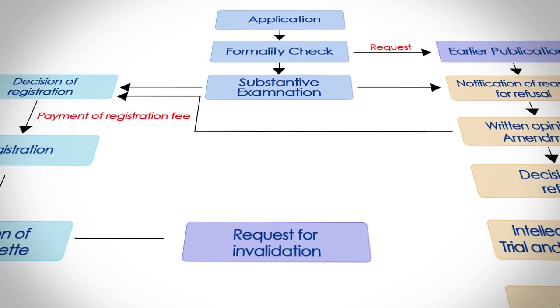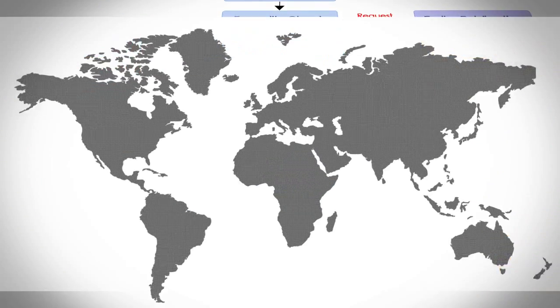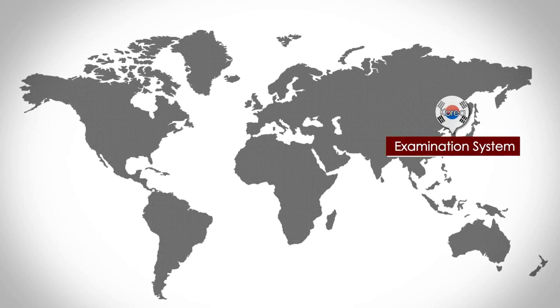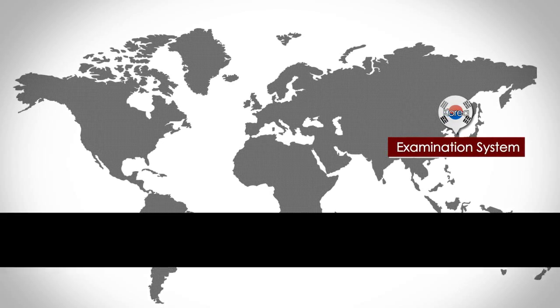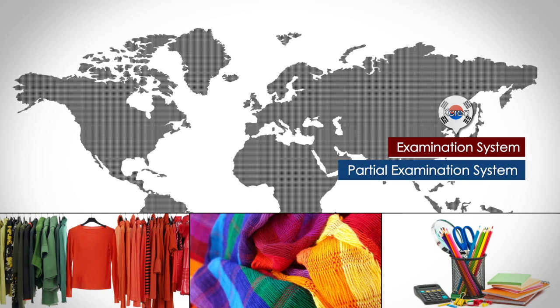In order to supplement this, some countries apply the system differently according to each item. In principle, Korea follows the examination system, but regarding items that are strongly influenced by trends like clothes and wrapping paper, the partial examination system is applied.